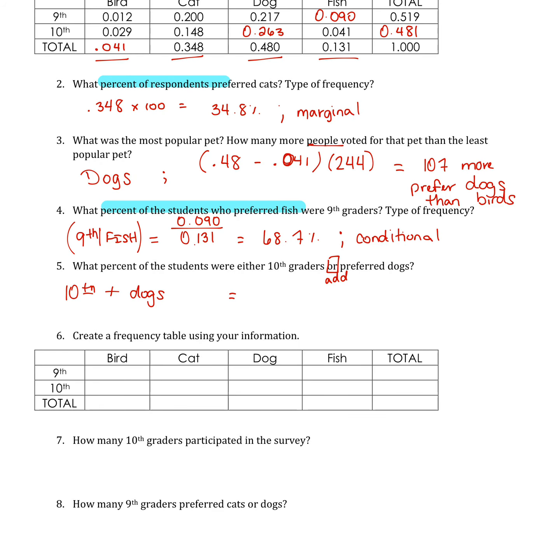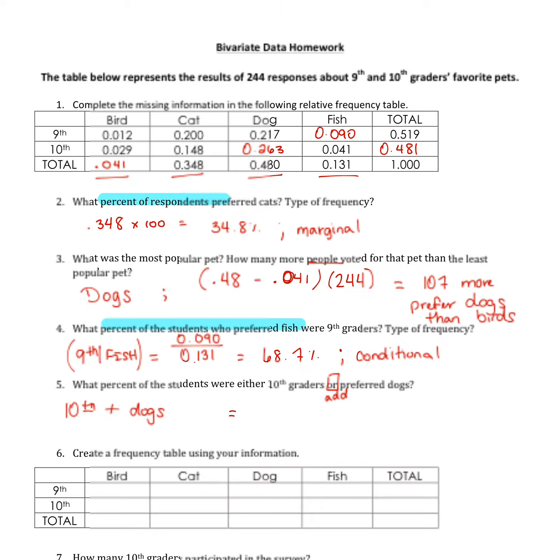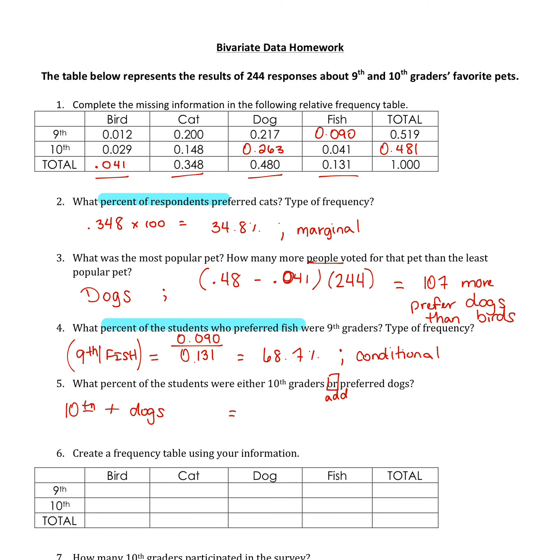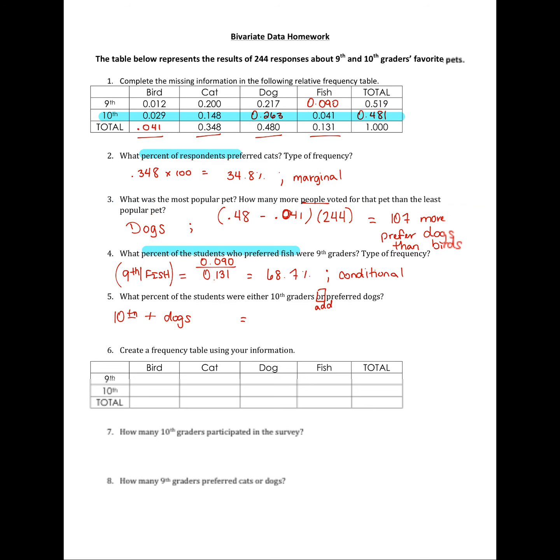So if I look at 10th graders, I know the percentage of 10th graders is, I'm going to highlight, and then we'll see if we can spot what's going on. So here we go, we're going to 10th graders. I want all 10th graders, which adds up to 0.481. Remember, those are our 10th graders.